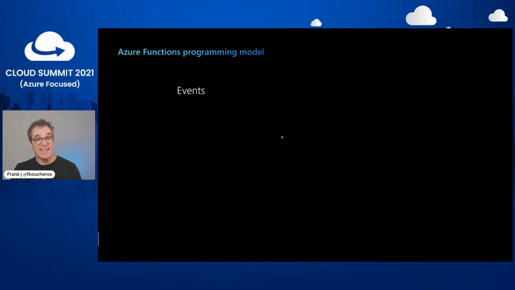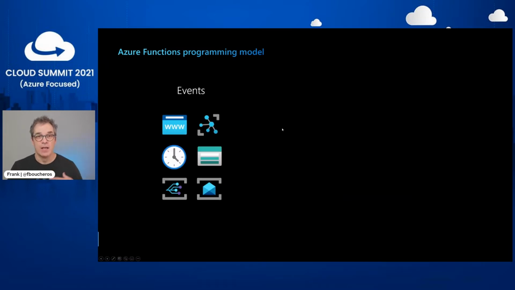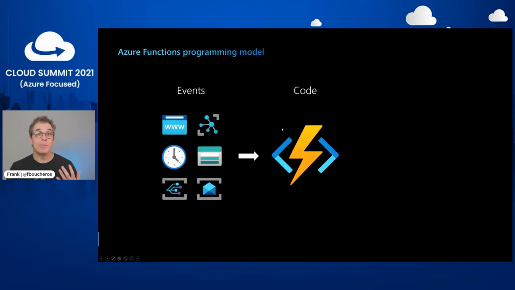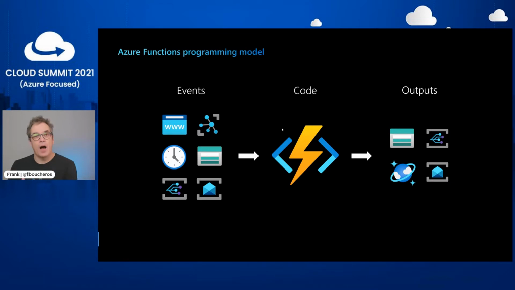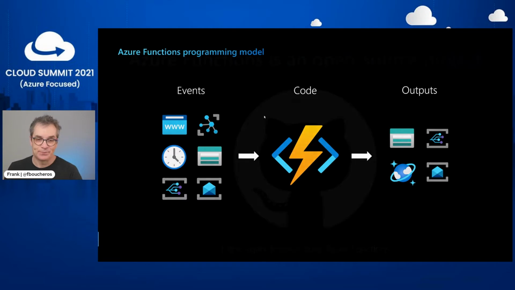But one of the heroes of today, or at least in my presentation, is Azure Functions. So we'll have an event and then a piece of code, because an Azure Function is code-based. And then we'll have some output. So there are many different connectors or triggers for events, there's my piece of code, and there's some kind of output.